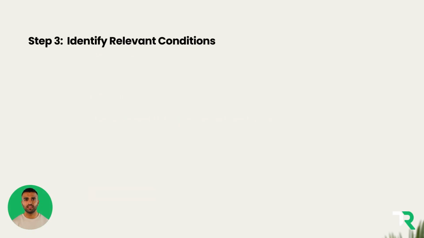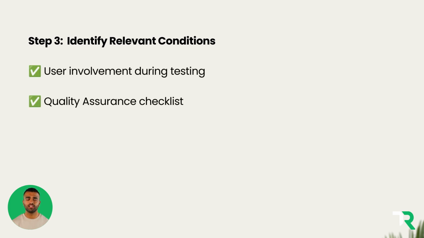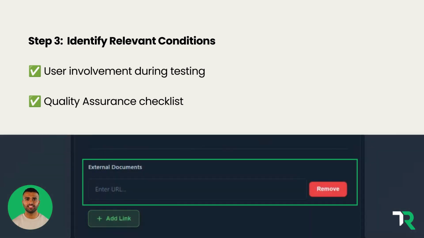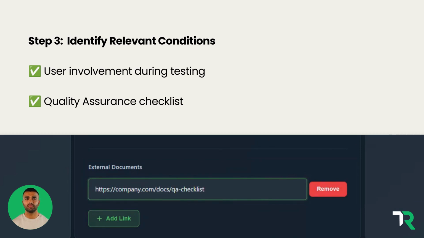Step 3. Identify relevant conditions. Conditions are the non-negotiables, the rules that must be followed for success, such as requiring user involvement during testing or enforcing a quality assurance checklist. You can use the external document field to reference any existing guidelines your organization already has, like testing protocols or compliance checklists. This keeps conditions clear and accessible without duplicating information inside the tool.